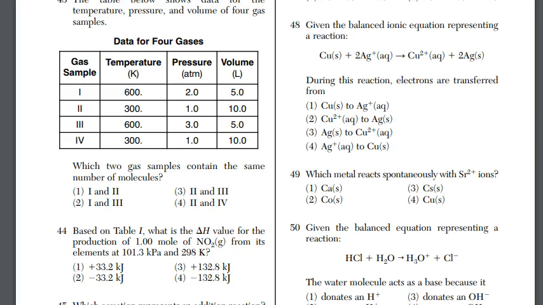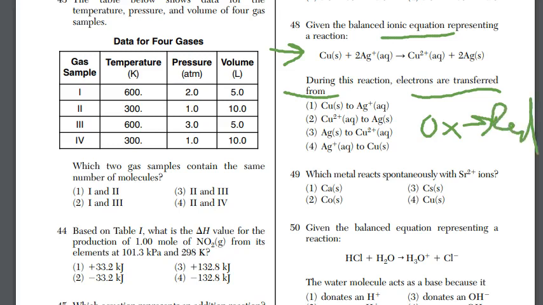Question 48. So we're given a balanced ionic equation, meaning the spectators are taken out. During this reaction, electrons are transferred from... well, electrons are going to go from what's being oxidized, losing electrons, to what's being reduced. All right, so let's figure that out. First of all, you have copper atoms, so that's 0, going to +2. So it's the copper atoms, or the solid copper, that is losing electrons.